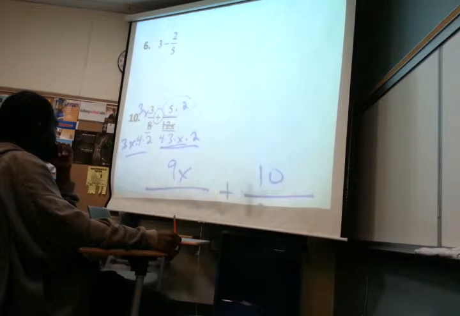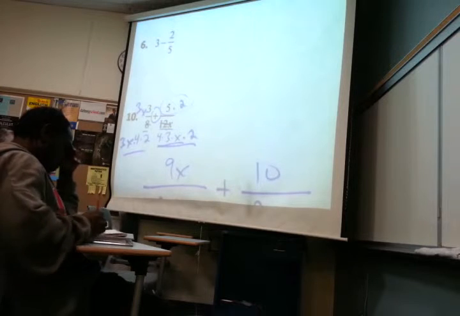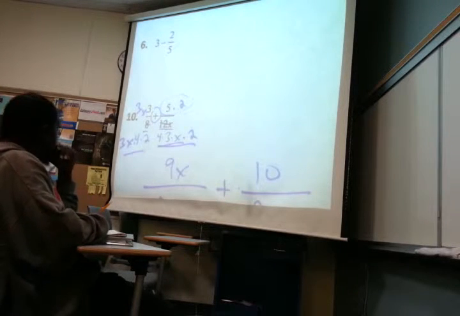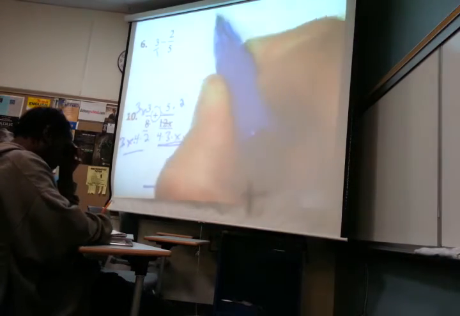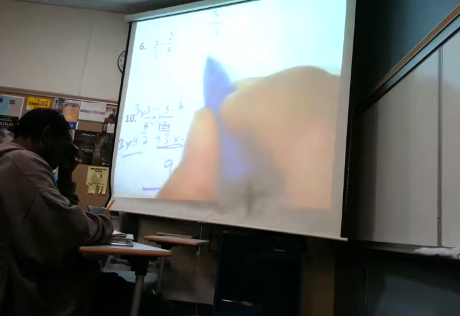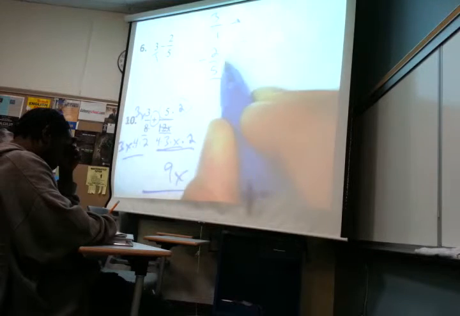Number 6 now comparatively should look really nice. What's the one thing you do first to make it follow the process better? You don't make it a fraction. Yeah, 3/1. So if you want to, you certainly could write it like this. If that's easier for you to see.